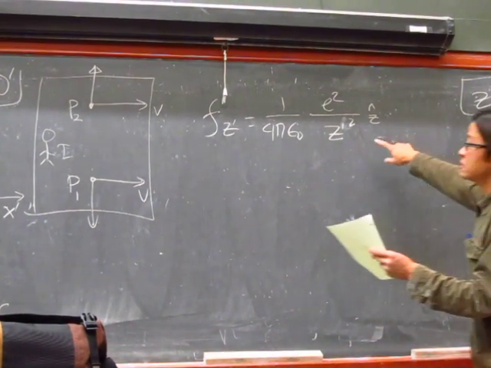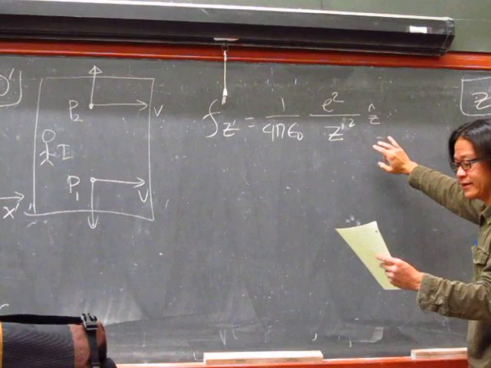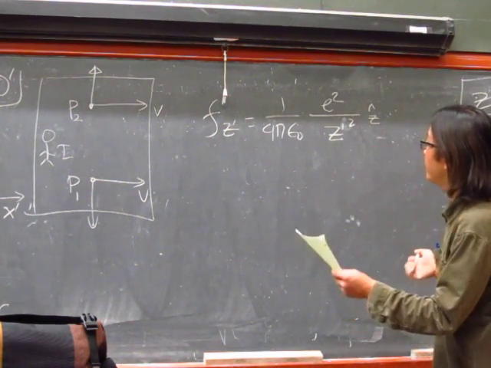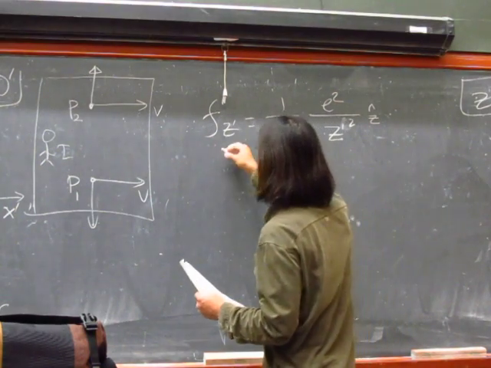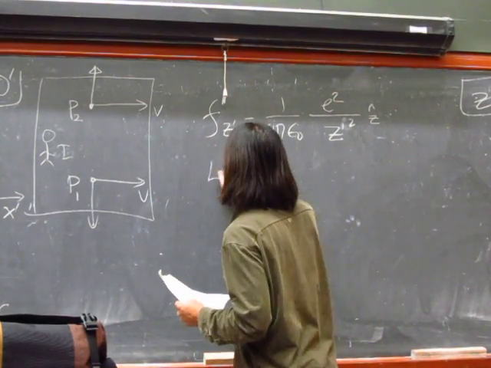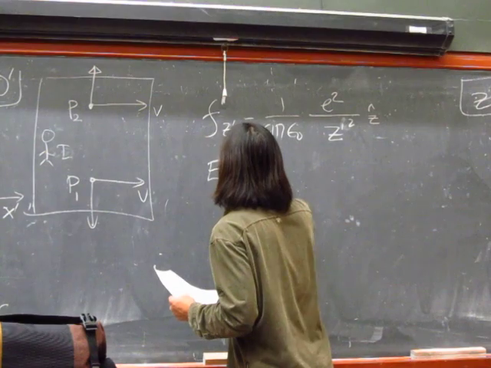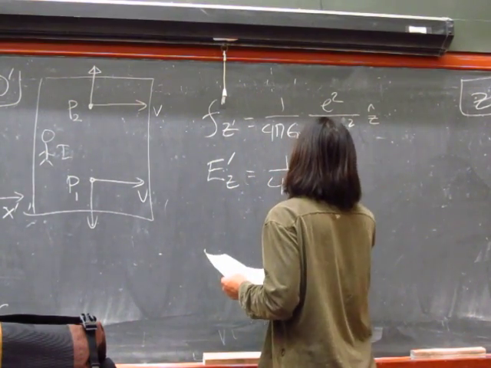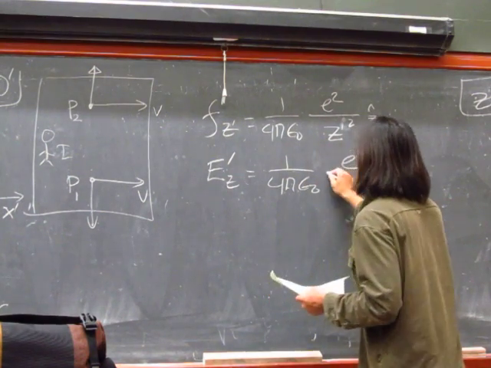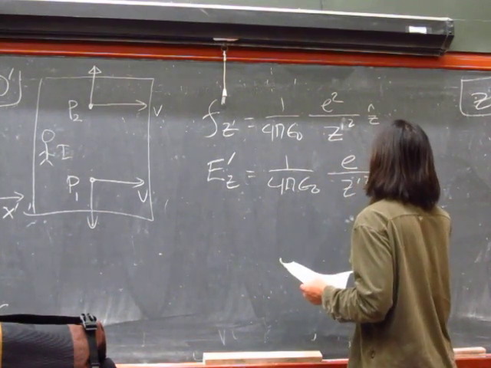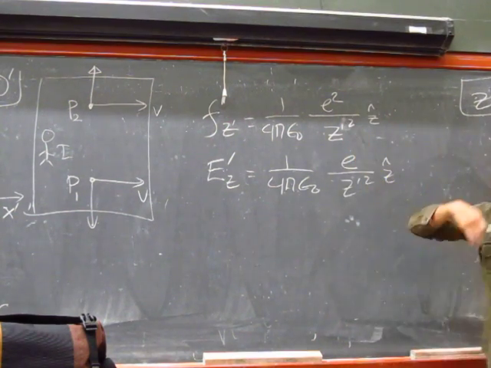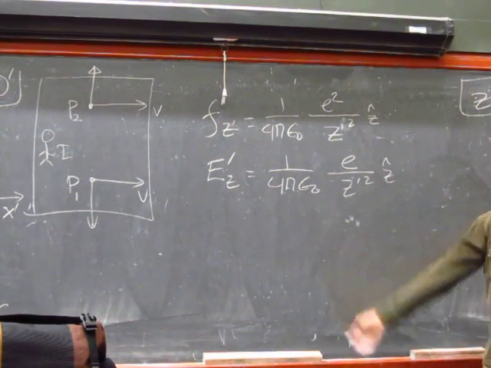So this is the force, right? This is from electrostatics in the rest frame. Just to backtrack a little bit, the electric field in the Z direction, let's call it E prime, is given by 1 over 4 pi epsilon naught, E over C prime squared in the C direction, right? And E is always the same whether you're in the lab frame or in a moving frame.